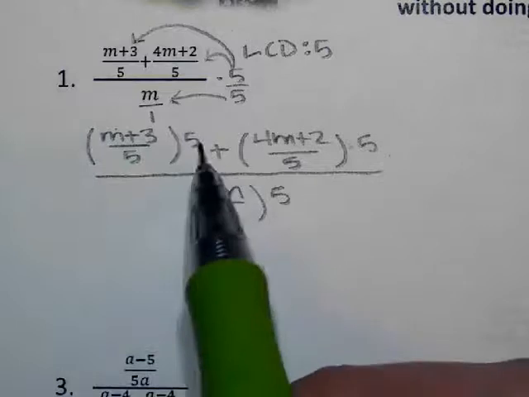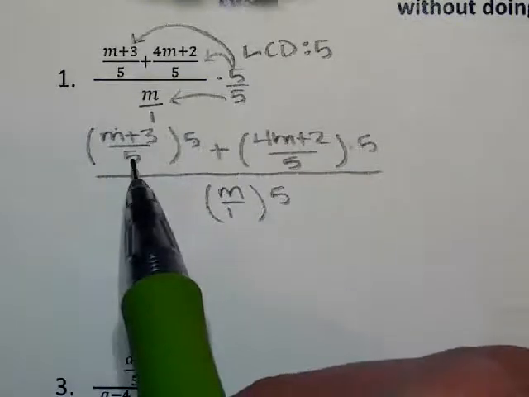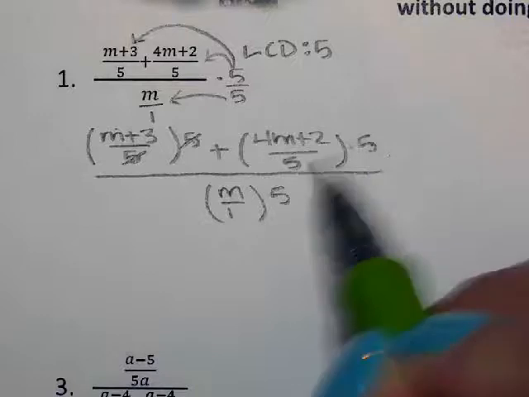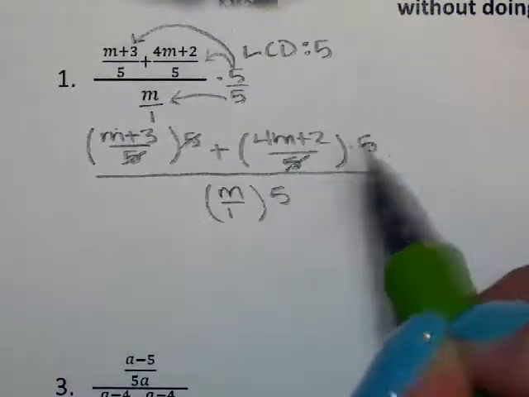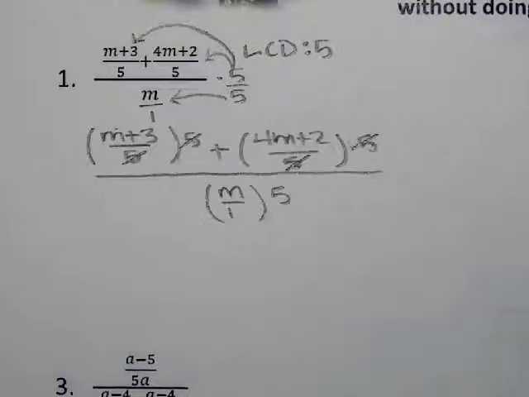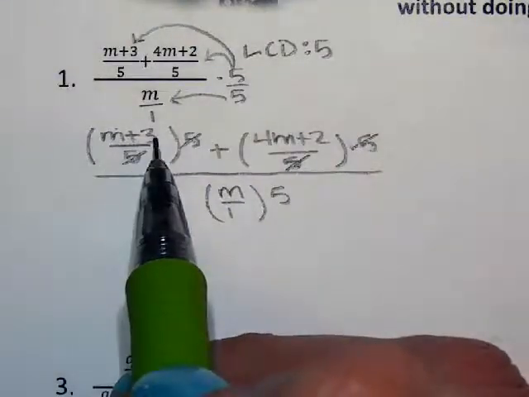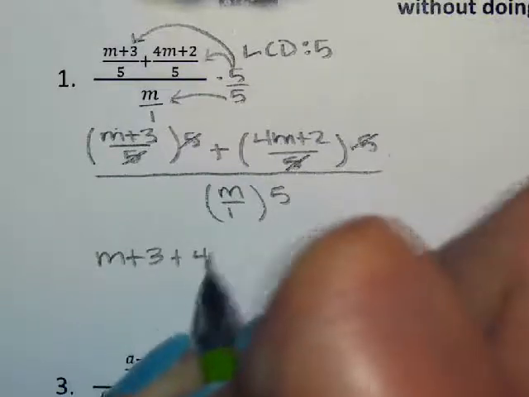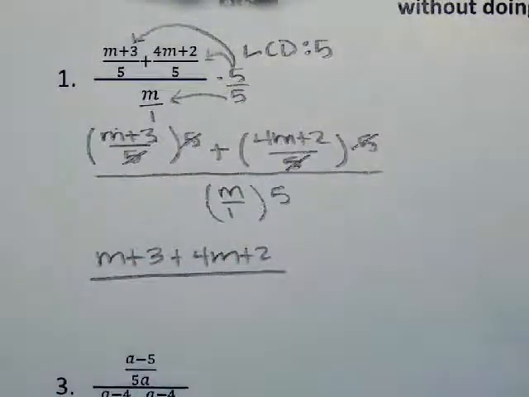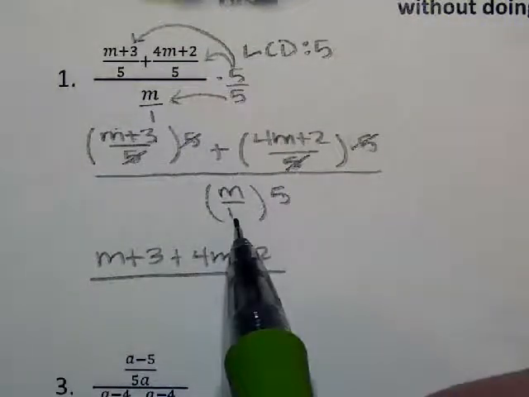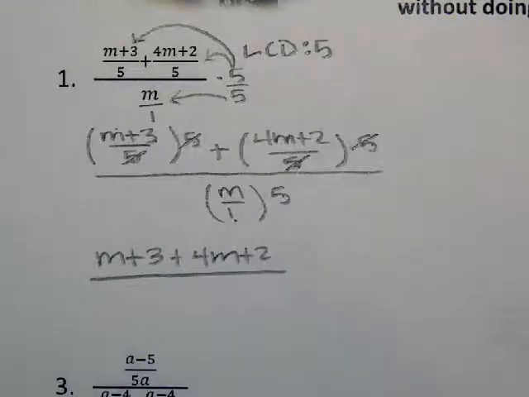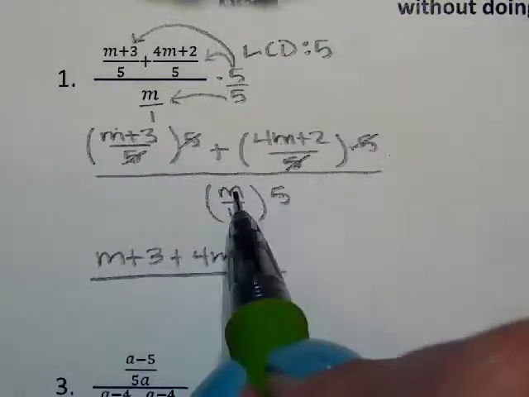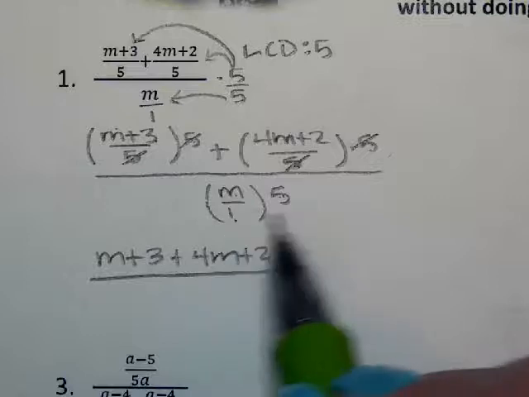So what happens to this multiply by 5 and this divide by 5? Oh, they cancel. That's nice. And what happens to this multiply by 5 and this divide by 5? Oh, they cancel. So on the top, we have m plus 3 plus 4m plus 2. Now we have a times 5 and a divide by 1, so on the bottom, they do not cancel. So on the bottom, we just have 5 times m. When you divide by 1, that doesn't really do anything, right? So we just have 5 times m.